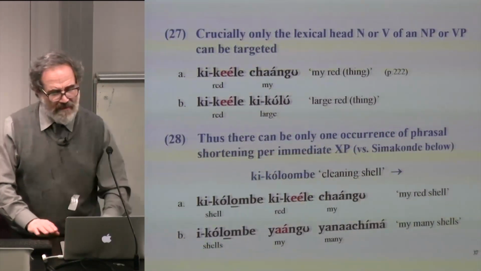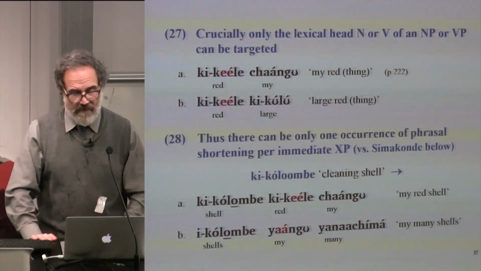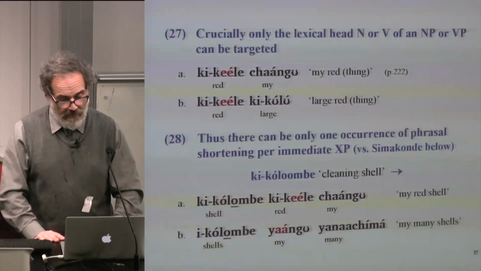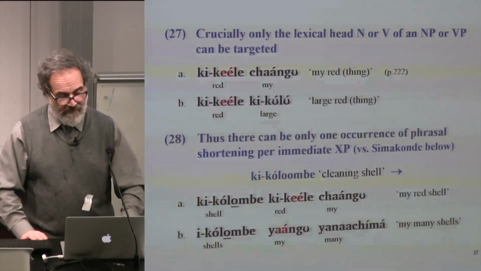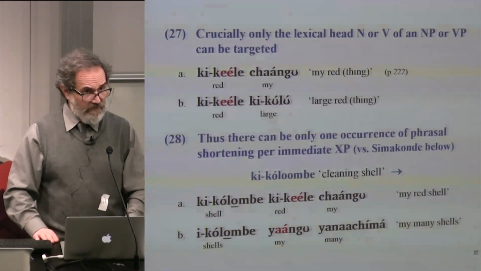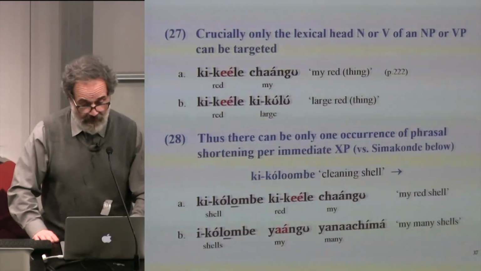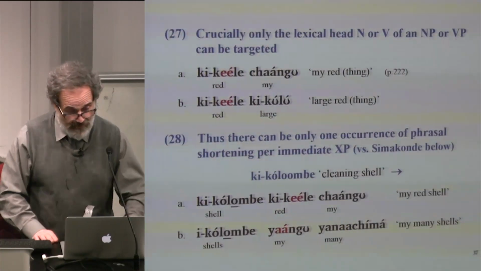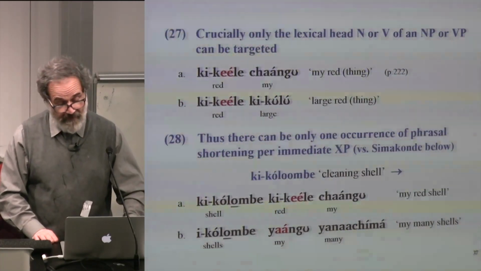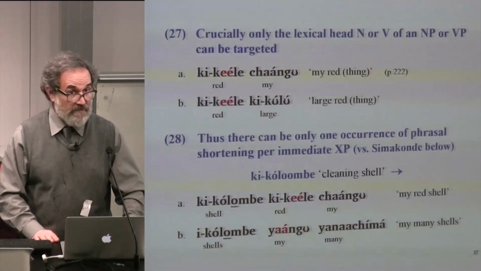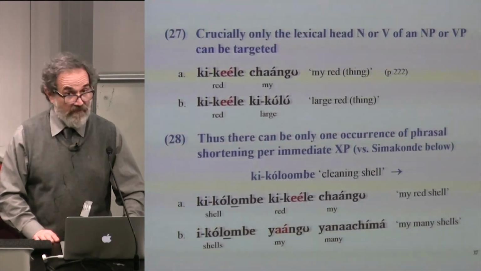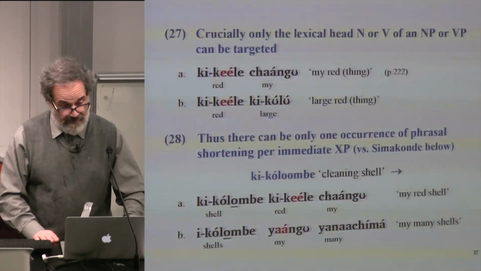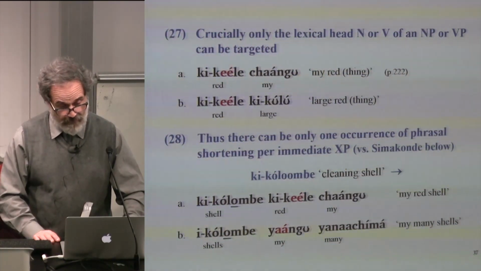Crucially, it's only the lexical head noun or verb of an NP or VP that can be targeted by the shortening. So I showed you earlier the example that an adjective can be used by itself without a head noun. So red one would be kikele, a red something, a red one. My red thing shows that the vowel in red there is not shortened because red is not the head noun. Okay? And similarly, large in the second example, 27b, doesn't shorten.